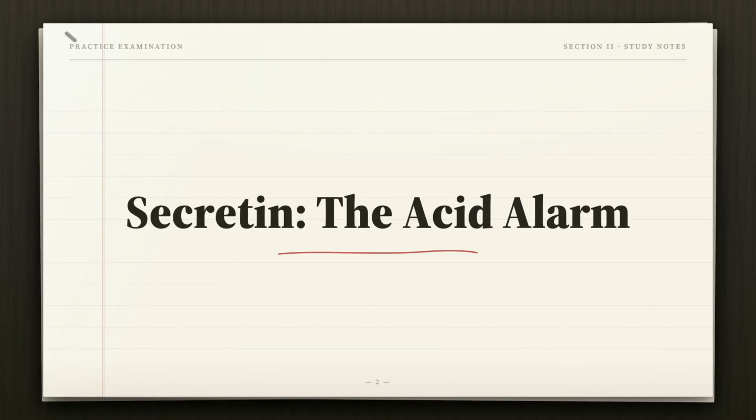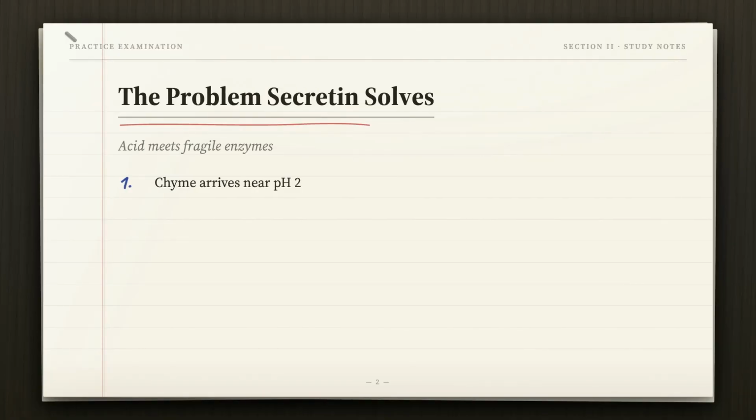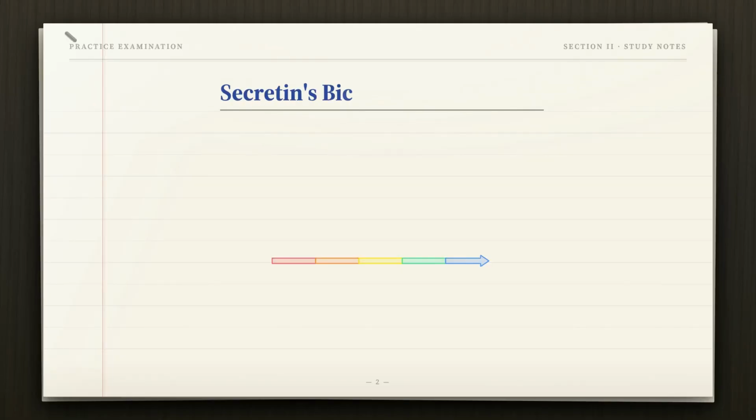In 1902, Bayliss and Starling found that acid in the duodenum triggered pancreatic secretion even after every nerve was cut. Something traveled through the blood instead. They named it secretin and coined the word hormone to describe it. Chyme leaving the stomach carries a pH near 2, but pancreatic and brush border enzymes are inactivated below roughly pH 6. Unless that acid is neutralized within moments, digestion simply stops at the duodenum.